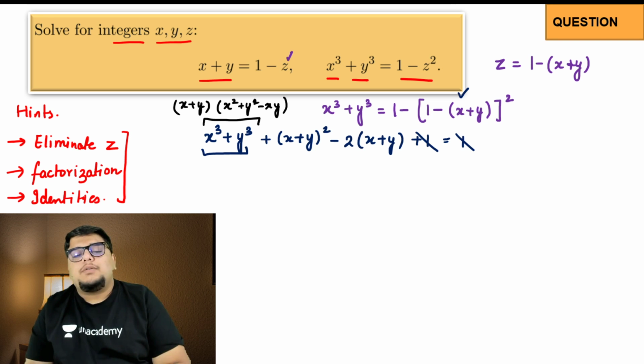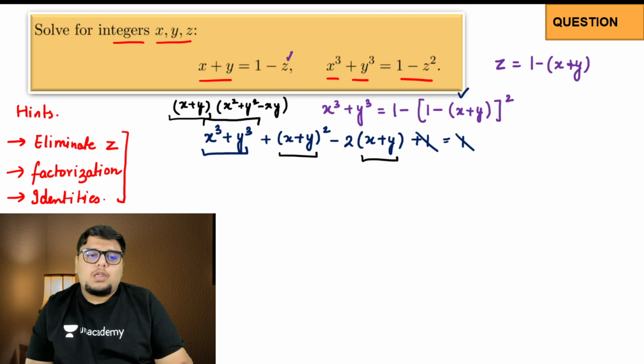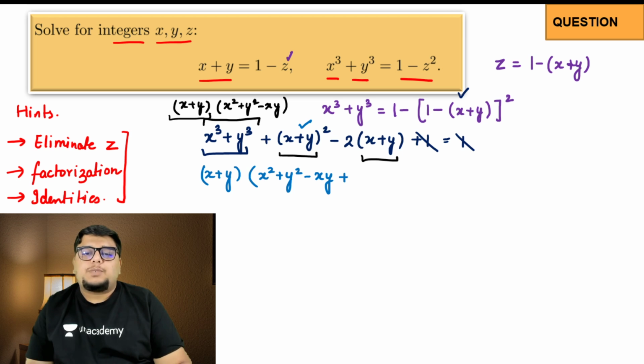Now if you look at the left hand side, you have x plus y in every term. So you have x plus y here, here, and here. So what you can do is you can take x plus y common. That is what I'm going to do next. Okay. So I will get x plus y times, from here I have x square plus y square minus xy. From here one of the x plus y is left because it's a square. From here you are left with minus 2. This is equal to 0.